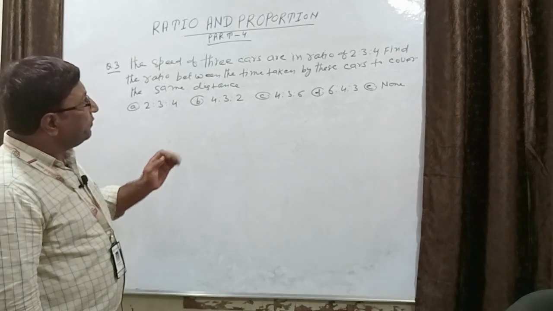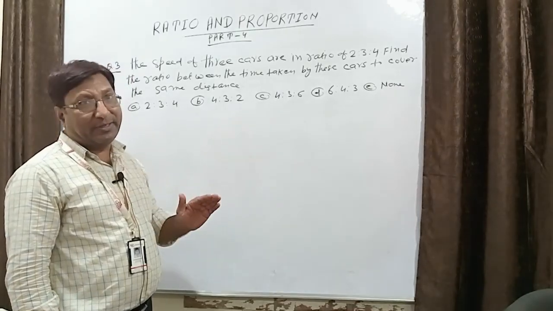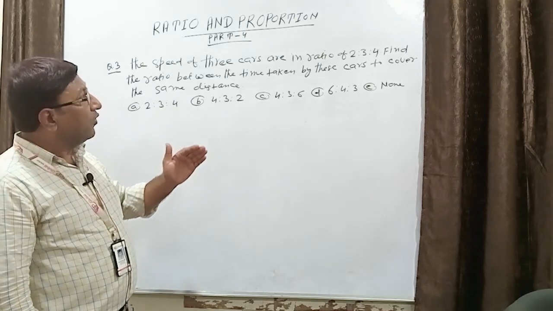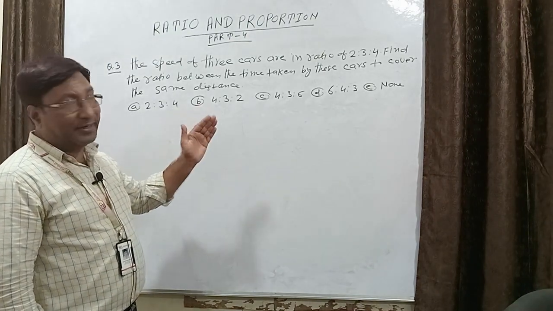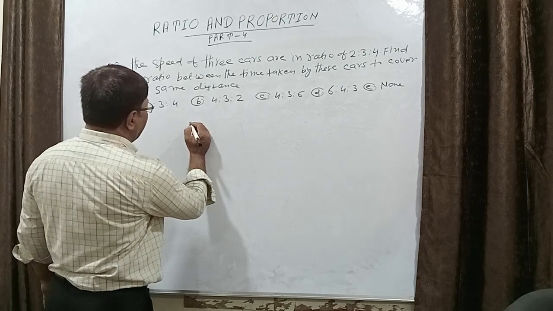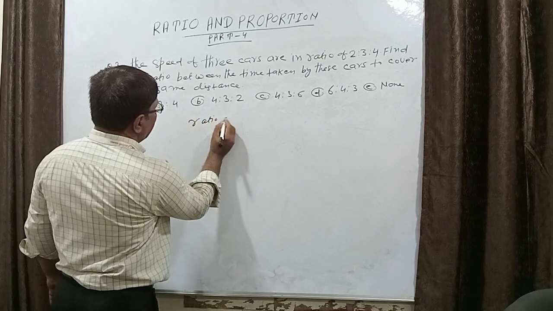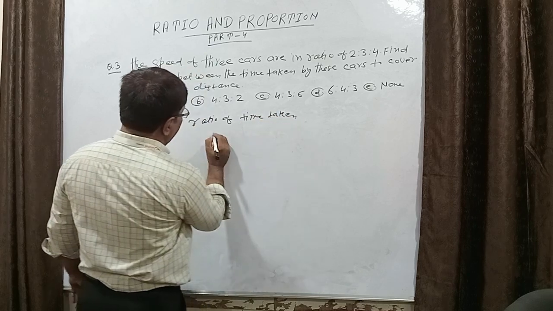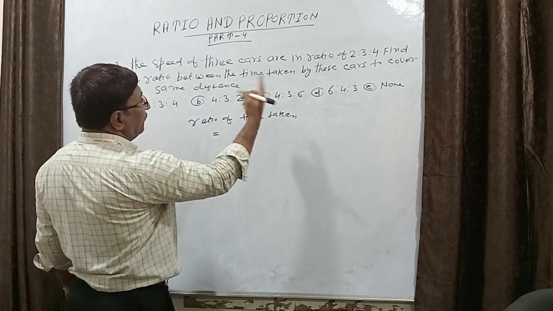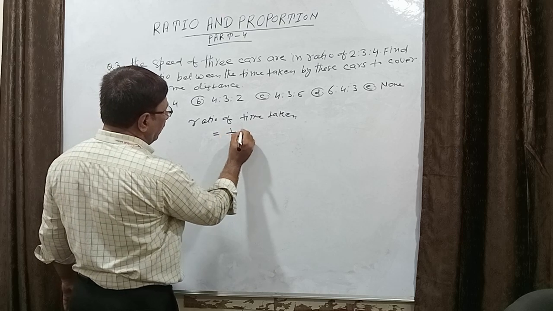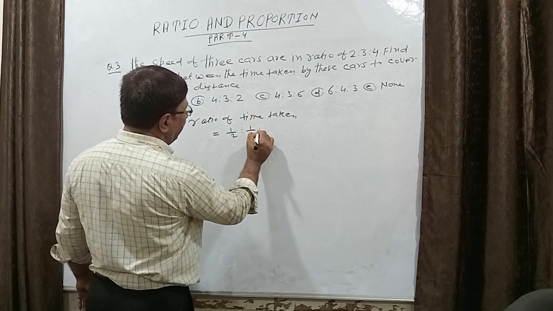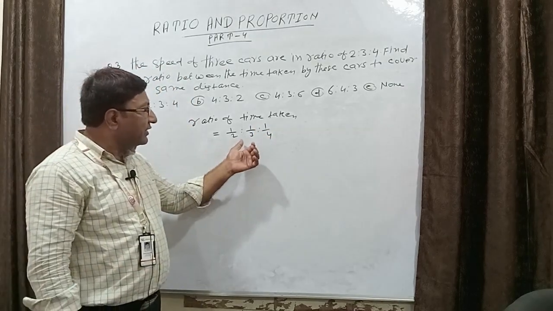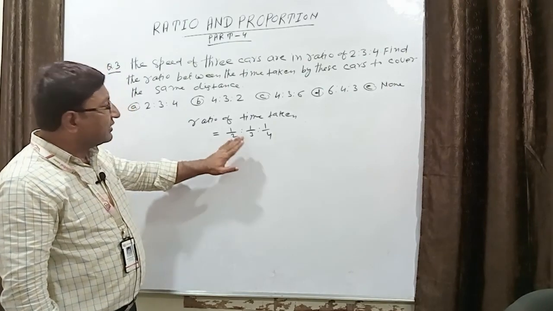You know speed equals distance upon time. So speed and time are inversely proportional. We are finding the time taken ratio, so the ratio of time taken will be the inverse of speed. That is 1/2 ratio, 1/3 ratio and 1/4 ratio. Now this ratio is given in fractions. We will change this ratio into simple form.